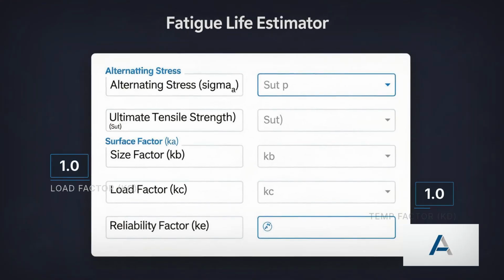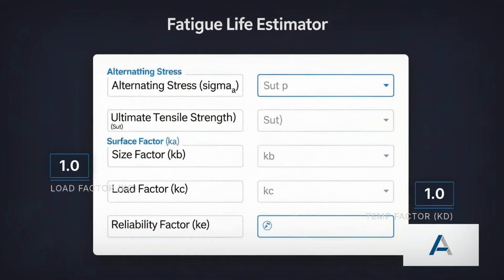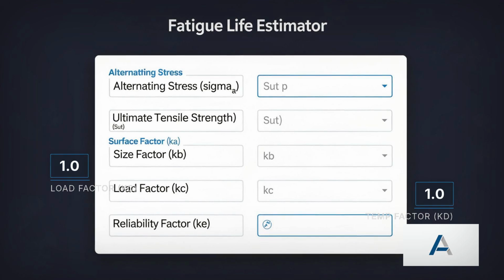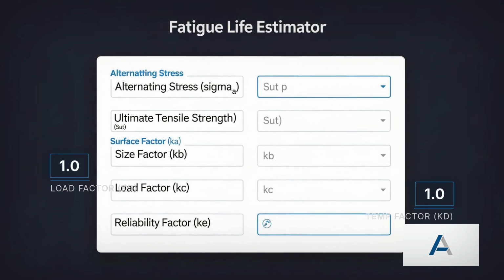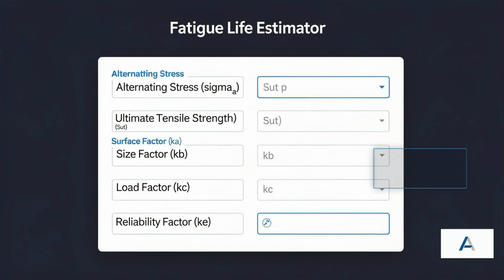The load factor Kc represents loading conditions, set at 1.0. The temp factor Kd accounts for operating temperature, also 1.0. Finally, the reliability factor K adjusts for desired reliability level, defaulting to 0.897.